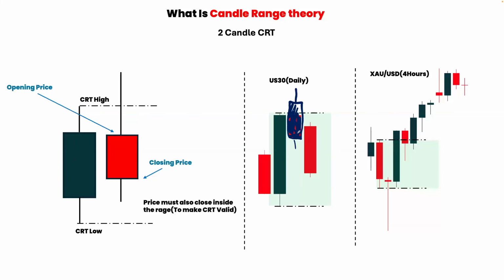If this candlestick was like this, because price closed outside this range here, this will be invalidated. You have to see that price must close inside this candlestick here so that we can at least try to trade to the opposite direction of the market.